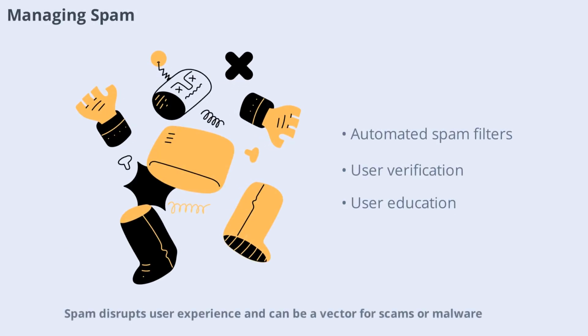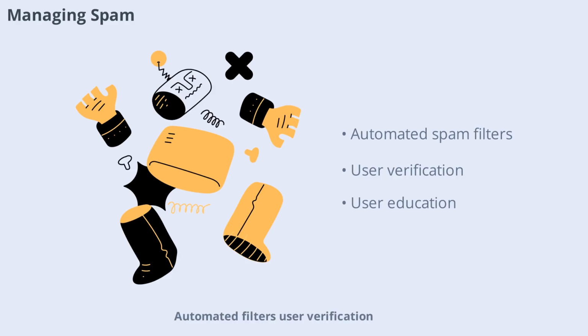Spam disrupts user experience and can be a vector for scams or malware. Automated filters, user verification, and reporting mechanisms are effective tools for managing spam. Moderators should regularly review and update anti-spam measures to adapt to new tactics. Educating users about recognizing and reporting spam also strengthens platform defenses.